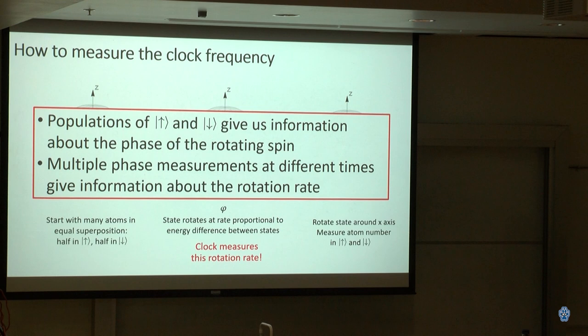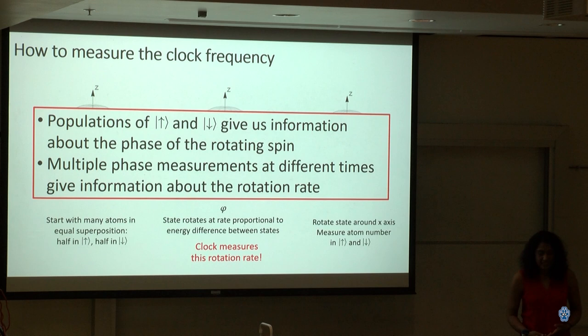Okay. So this is great. We can say atoms are great clocks. We're going to use them for all measurements ever. But the problem is we actually can't, because there's always a catch. And the catch with quantum mechanics usually comes in the form of uncertainties.